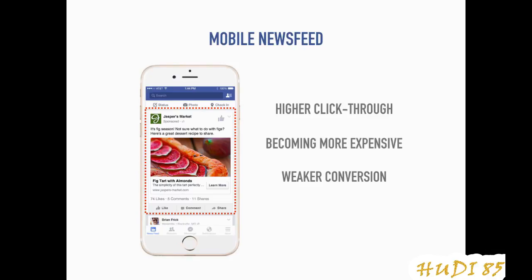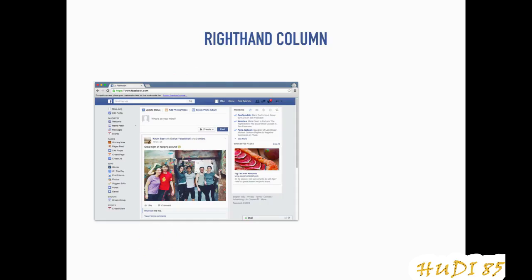The next option we have is right-hand column. And right-hand column is this smaller ad piece on desktop, but it also serves a good purpose and can become really powerful depending on the specific objectives that you have for ad campaigns.